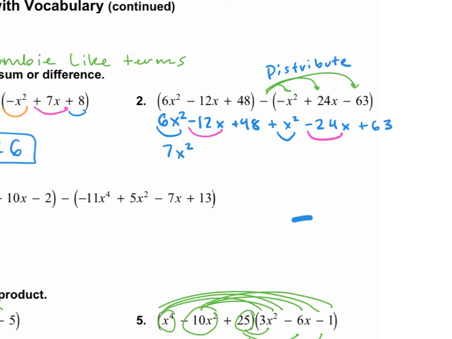So then we add the negative 12x minus 24x. What would this be? Negative 36x. And then lastly we have the 48 plus 63. So this would be 111. So our answer would be 7x squared minus 36x plus 111.